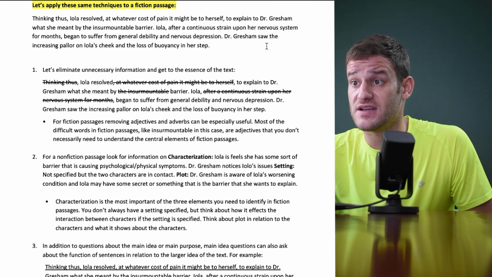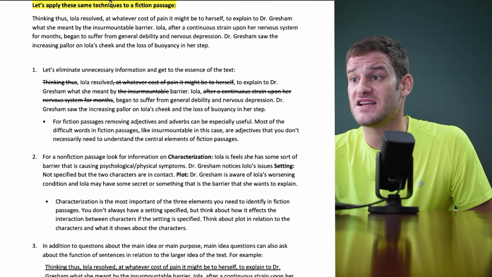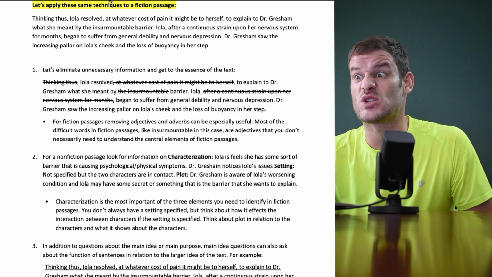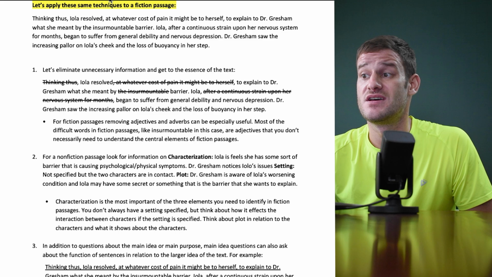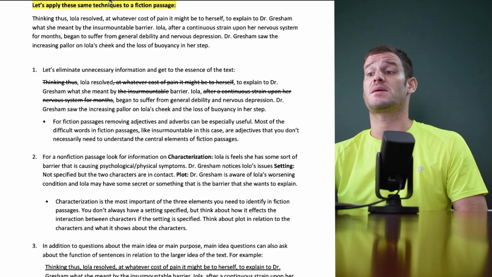So, thinking thus, Iola resolved at whatever cost of pain it might be to herself to explain to Dr. Gresham what she meant by the insurmountable barrier. Iola, after a continuous strain upon her nervous system for months, began to suffer from general debility and nervous depression. Dr. Gresham saw the increasing pallor on Iola's cheek and the loss of buoyancy in her step.